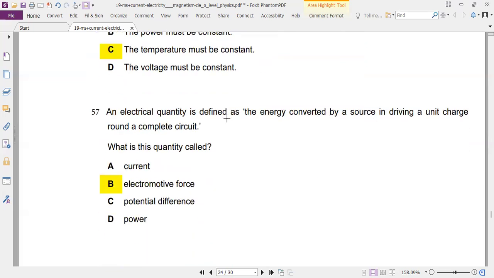57, and this is the definition of the EMF. Very simple.